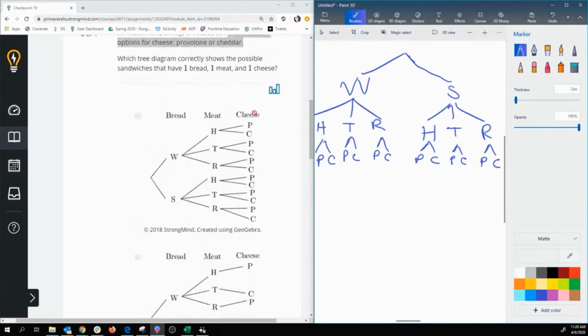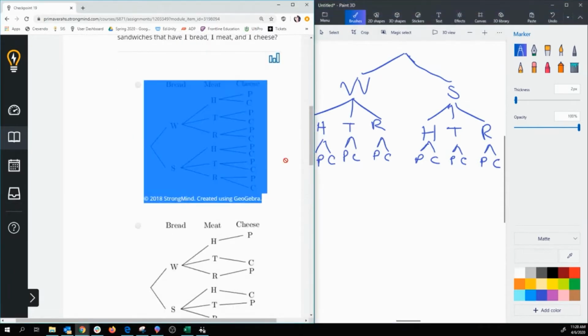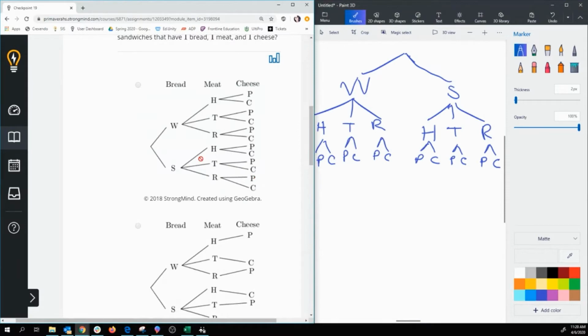Right? Those aren't cheeses, those are meats. So we want to make sure that we are picking the right tree diagram, one that has the meat in the meat section, the cheese in the cheese section, and bread in the bread section. So we'd want to pick this one here. And then let me know when you guys are ready.